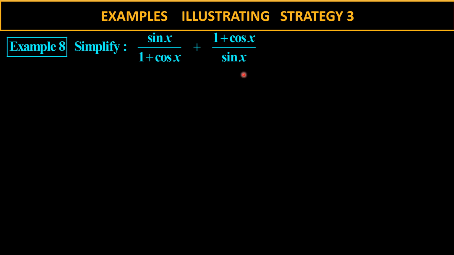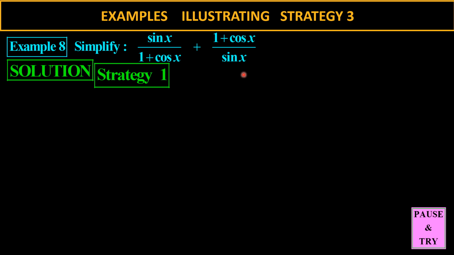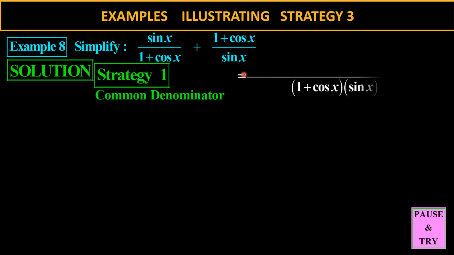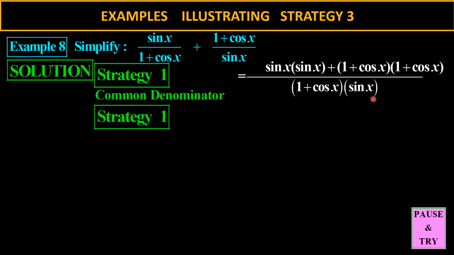But what do I have here? I have fractions, and fractions fall under strategy 1. Fractions can always be added by using a common denominator. The common denominator is (1 plus cos x) with sin x. Now I get the numerator. That's going to be sin x with sin x, and then (1 plus cos x) times (1 plus cos x). Okay. Now if I look at that again, always go back to strategy 1. No like terms, but there are brackets, so I can remove the brackets. Expand.